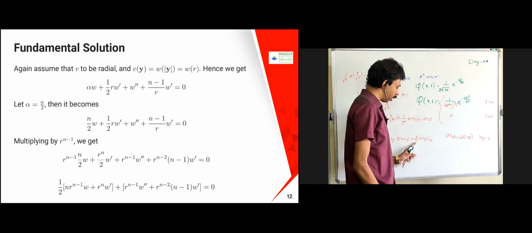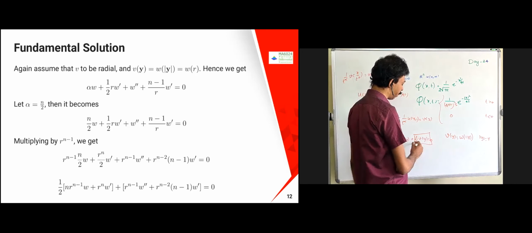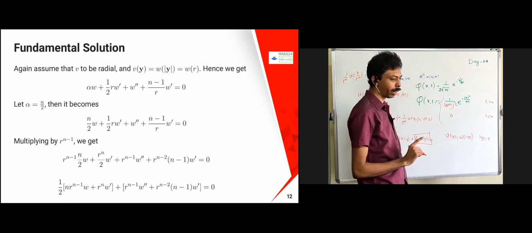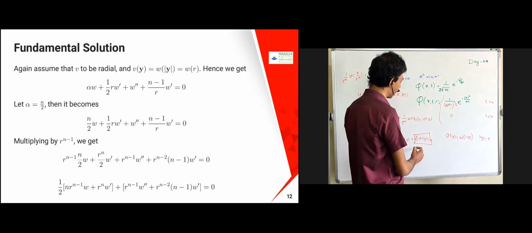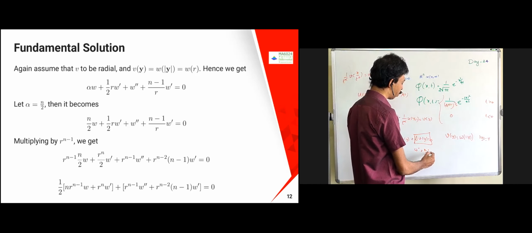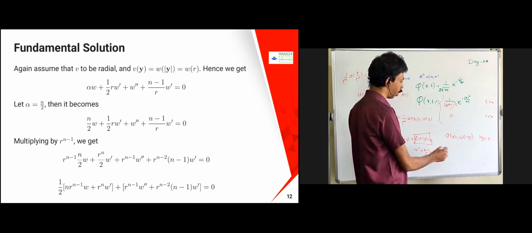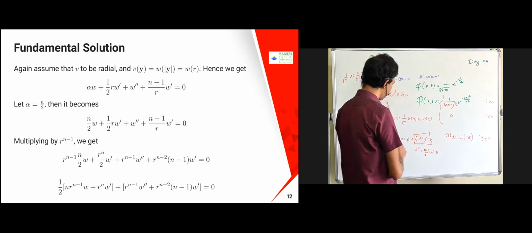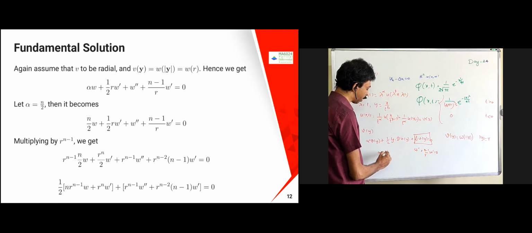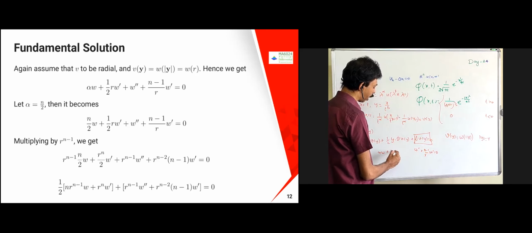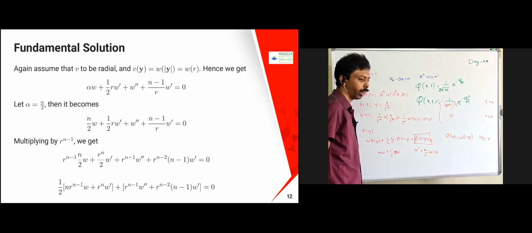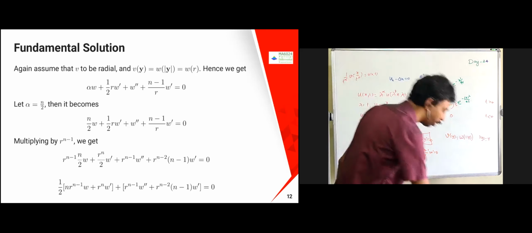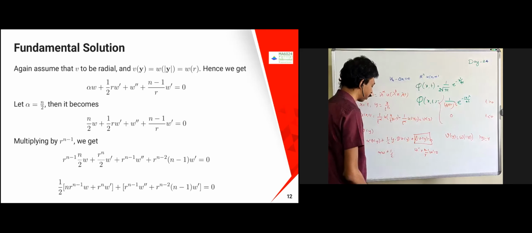And for this one we are just going to use whatever we did in the Laplace equation. If you remember, in the Laplace equation we derived that w double dash plus n minus 1 by r into w dash equal to 0. If you just remember what we did there, the rest is going to follow: alpha w plus 1 by 2 into r w dash is going to come. So that's what I have given. So r times the derivative of w is going to come like w dash only.